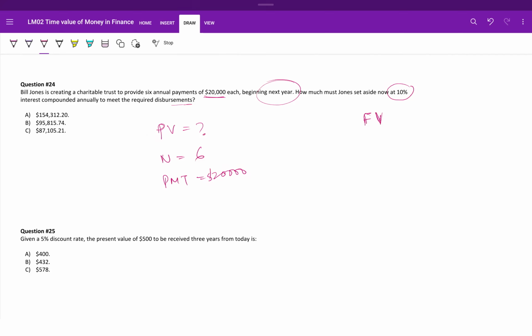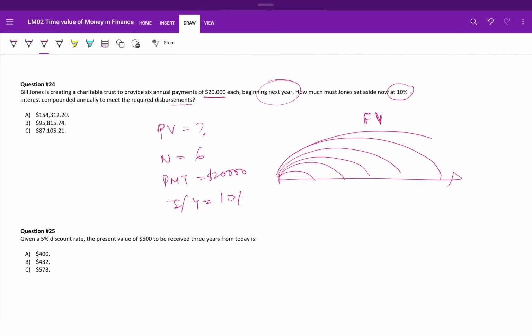I/Y, they have given 10%. How much should Jones set aside now? Sorry, not the future value. They are actually asking you to compute the present value. Jones is creating a charitable trust to provide six annual payments beginning next year. So he is going to make six payments: one, two, three, four, five, and six.